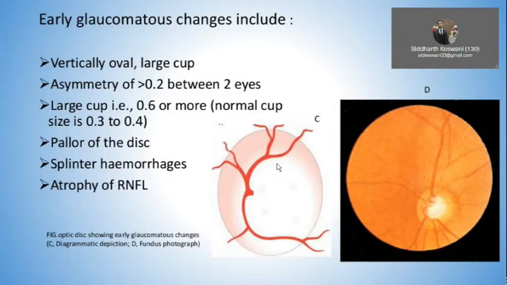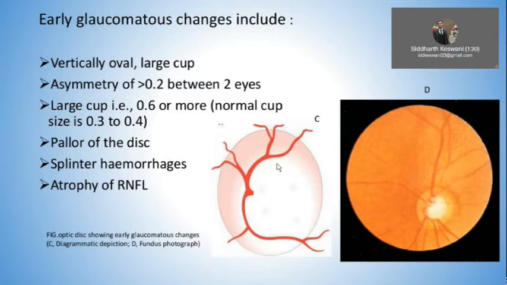So early glaucomatous changes include a vertically oval large cup, which you can see in the picture. There is an asymmetry of 0.2 between the two eyes, and a large cup of 0.6 or more. The normal cup size is 0.3 to 0.4. Then we have pallor of the disc, splinter hemorrhages, and atrophy of the retinal nerve fiber layer. Okay, so these are the early glaucomatous changes.